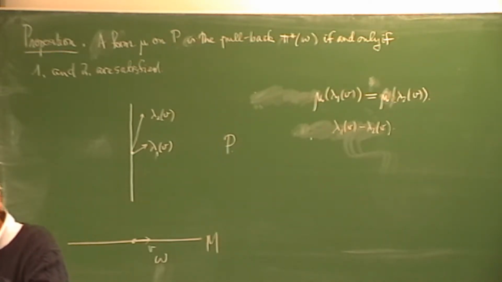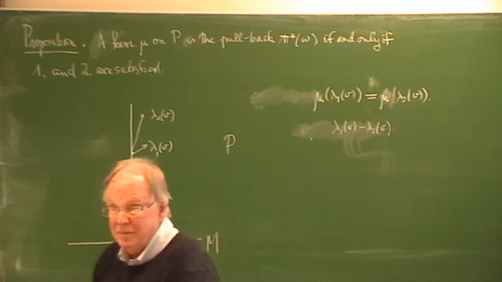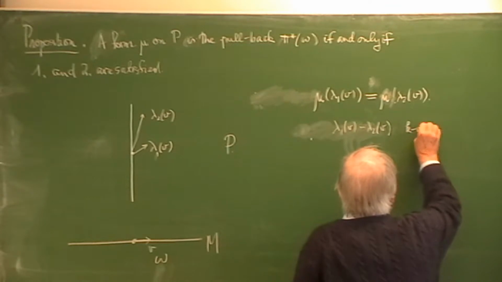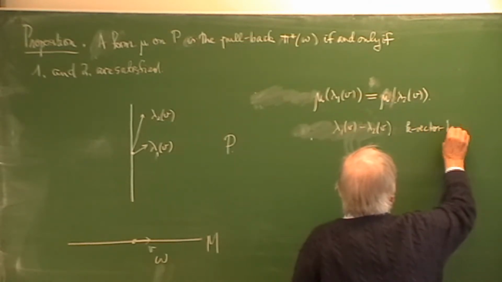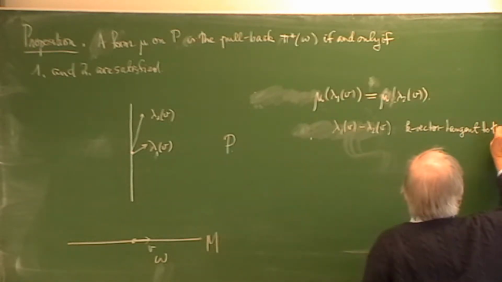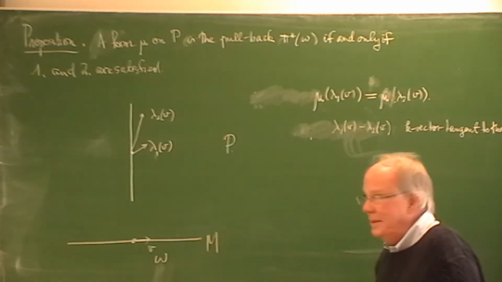The difference of these has to be a k vector tangent to the fiber, right? You agree? The difference of these things has to be a k vector tangent to the fiber, because when you push them down, you have to get the same vector downstairs. This thing has to be a k vector tangent. Thank you, Deepak. The fiber. Okay?